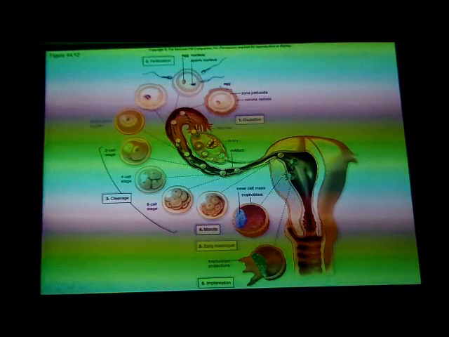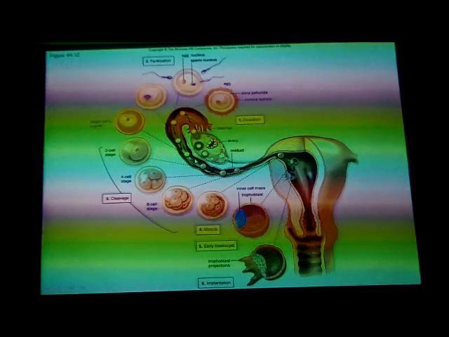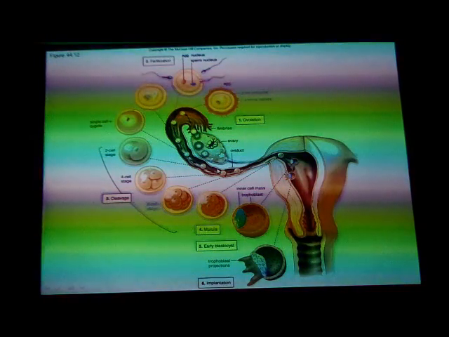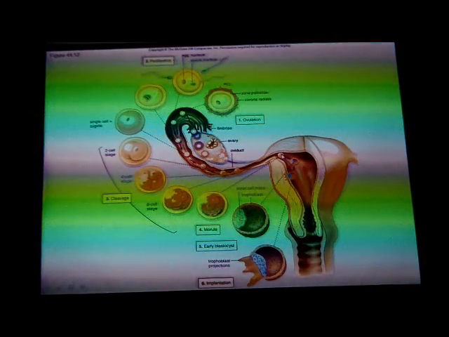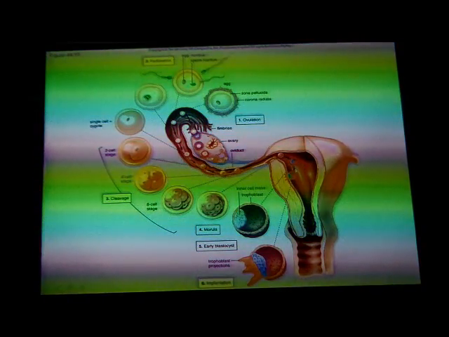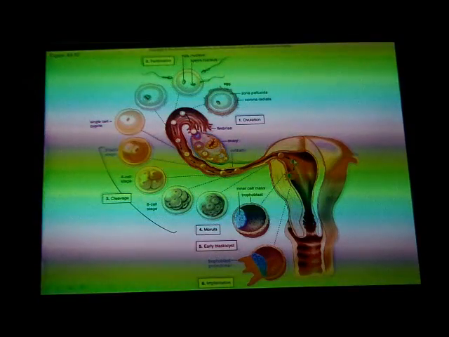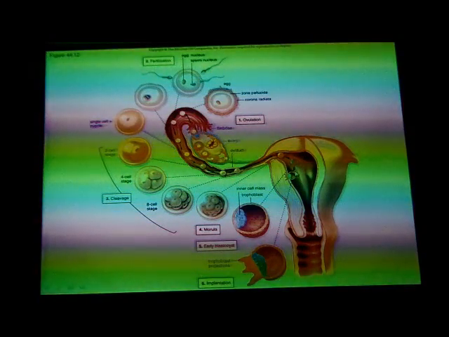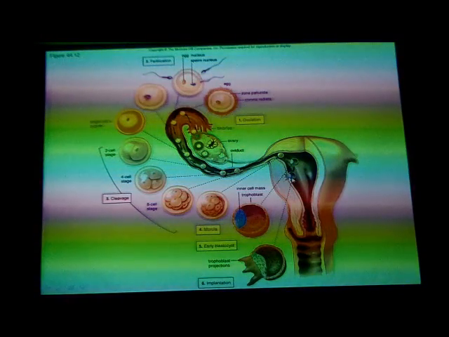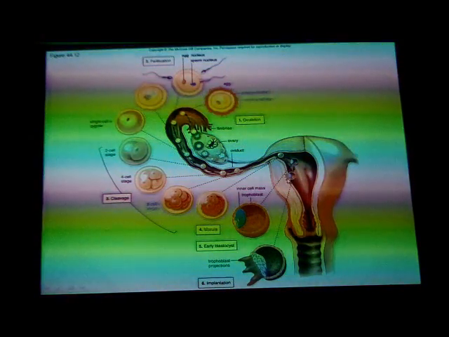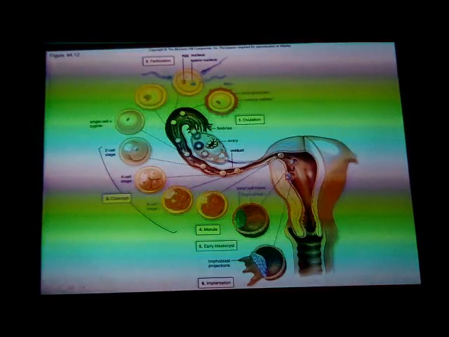And then you can see here we're going through the divisions. 4 cells, 8 cells, 16, 32, 64. Remember, we call this cleavage. And finally we get this hollow ball of cells. It's called a blastula. And that's going to implant in the uterus. This is what you all looked like about 7 days after fertilization.